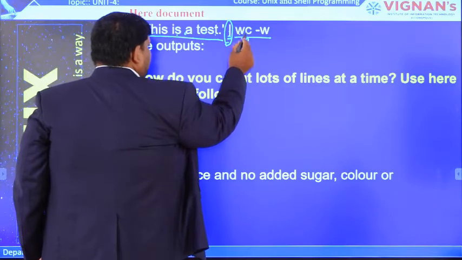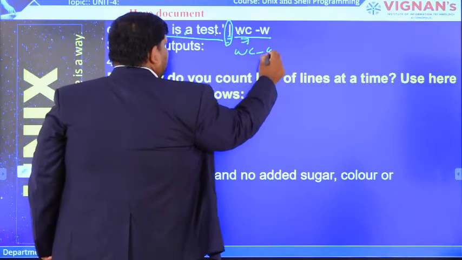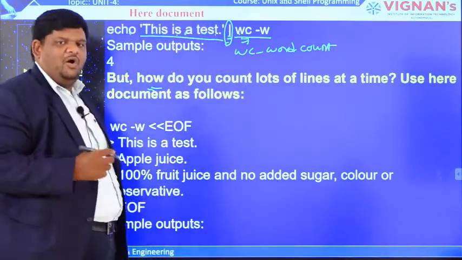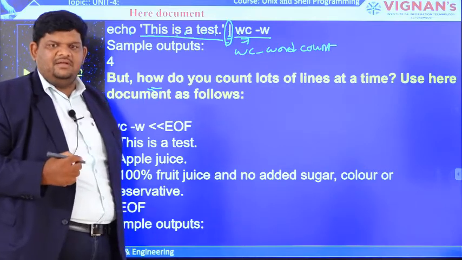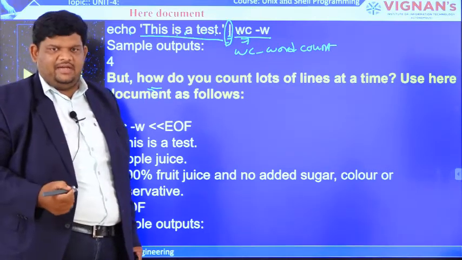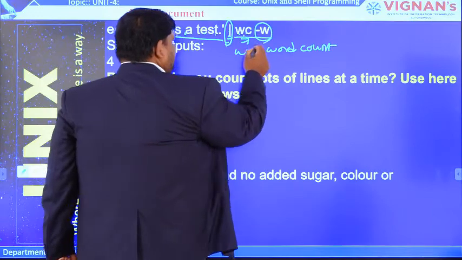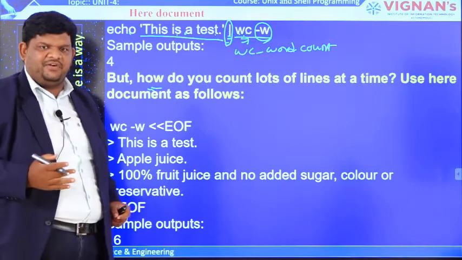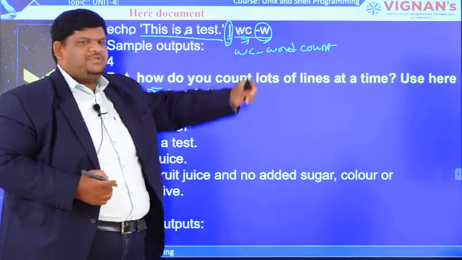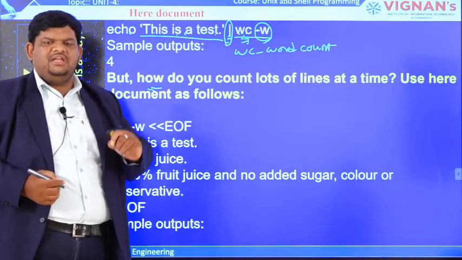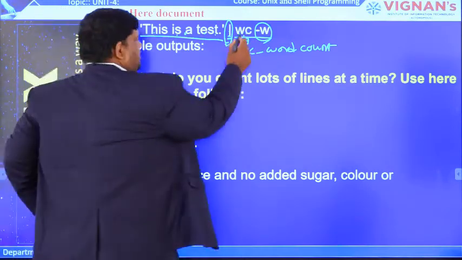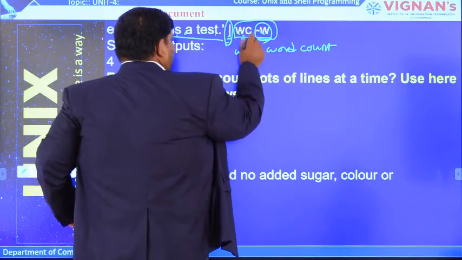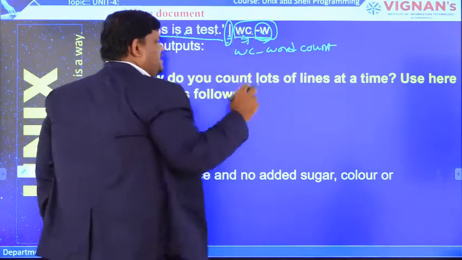Here the command is wc. We know that wc means word count. The main aim of word count is to find out how many lines, how many words, and how many characters are there in the given data. For this command we are using the option w. The option w means only the number of words; it will never give the number of lines or number of characters. So wc -w will give, from whatever string we pass to this command, how many words are there.